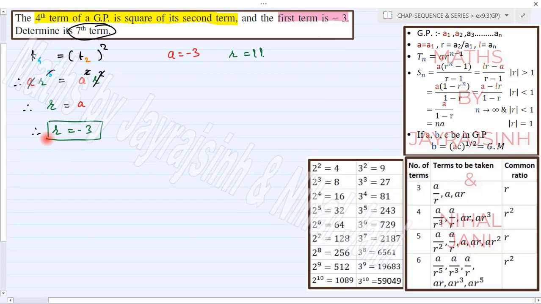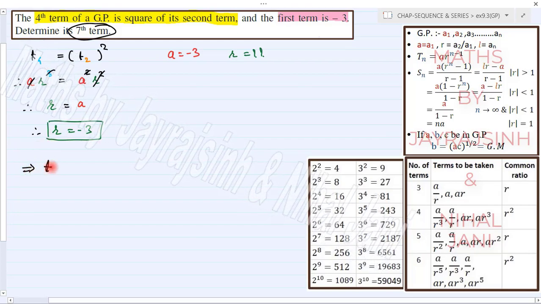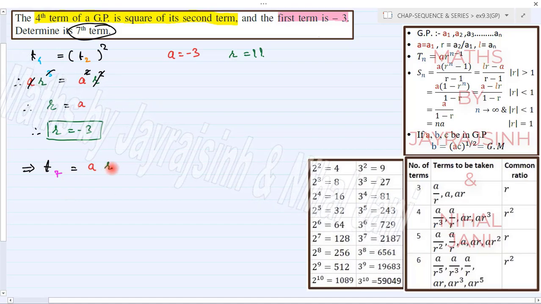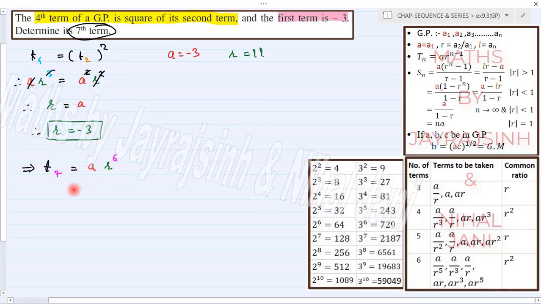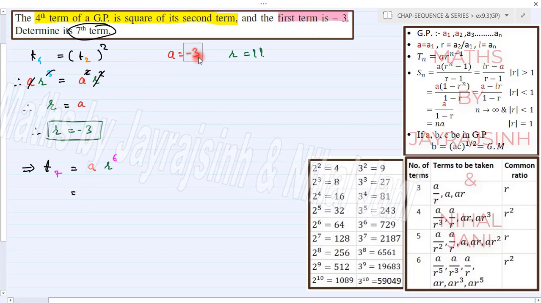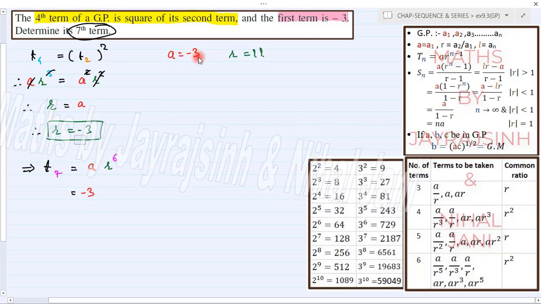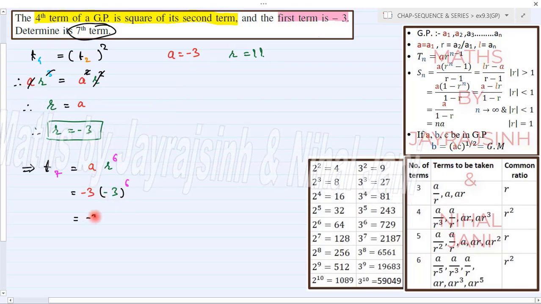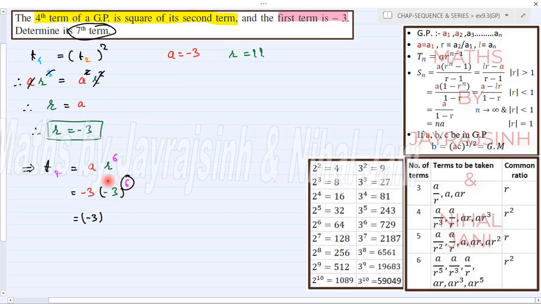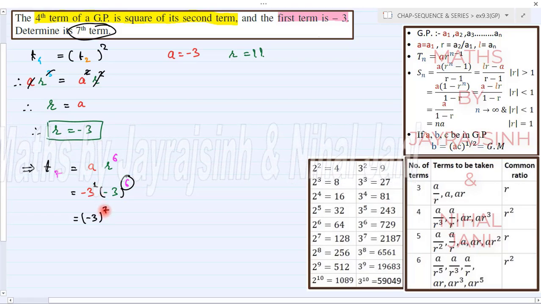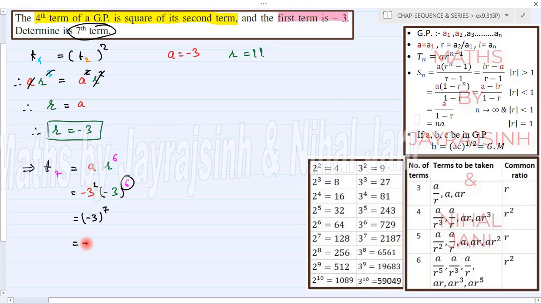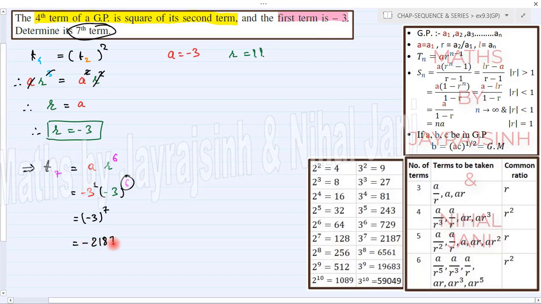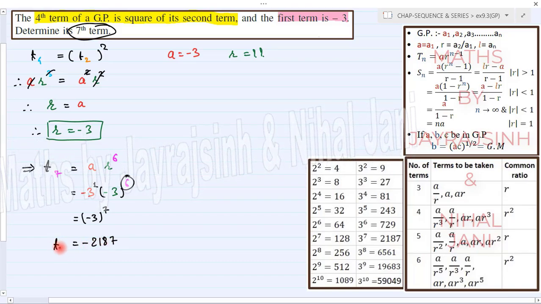So we get our unknown, and we are ready to get the seventh term, which is simply AR raised to 7 minus 1, or we can say 6, where A is -3 and R is also -3. So we will get -3 raised to 6 plus 1, or we can say 7. So here we'll get -3 raised to 7, which is -2187. So we get our seventh term.